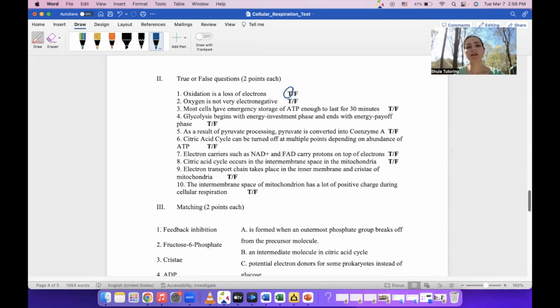Oxygen is not very electronegative. That's false. Oxygen is very electronegative. That's what makes it a very good electron acceptor during cellular respiration.